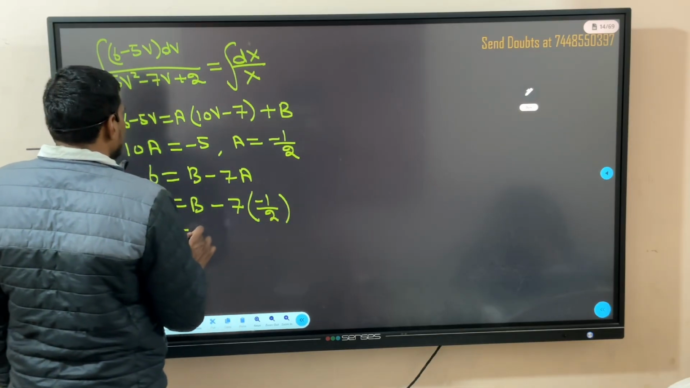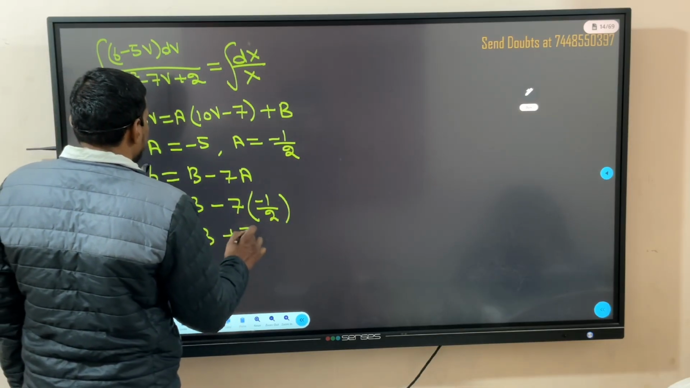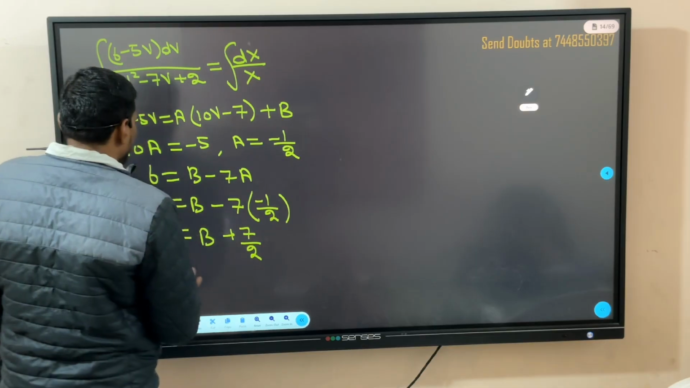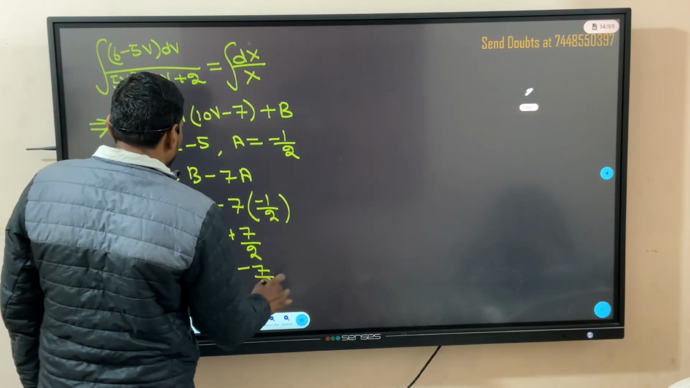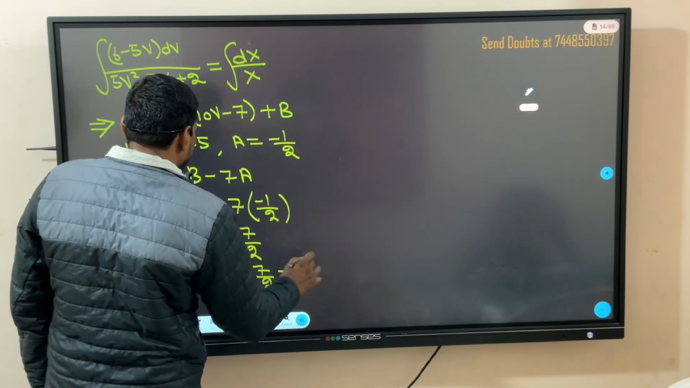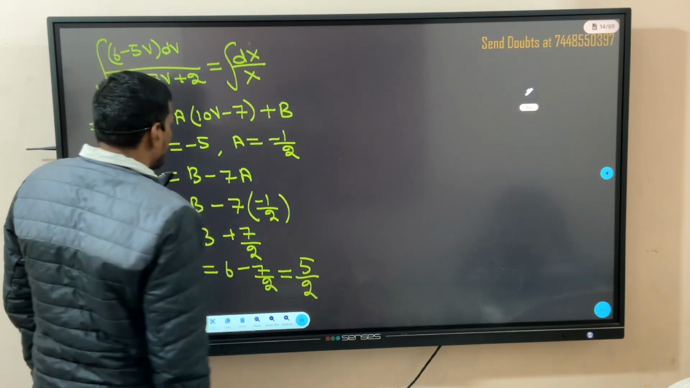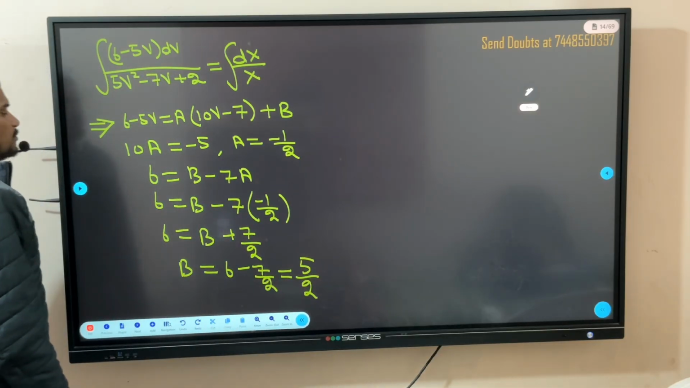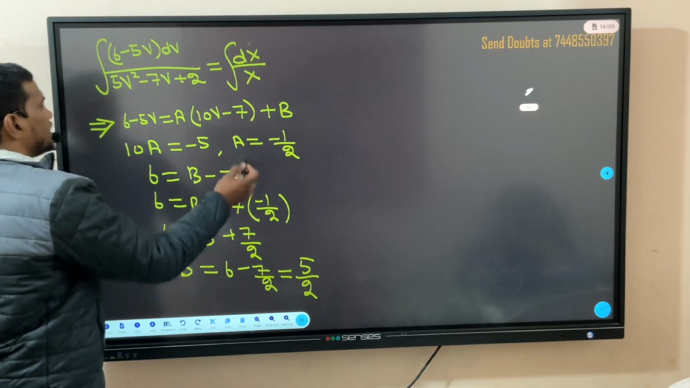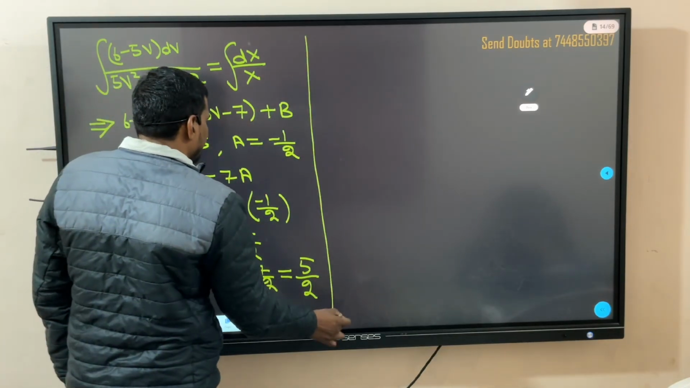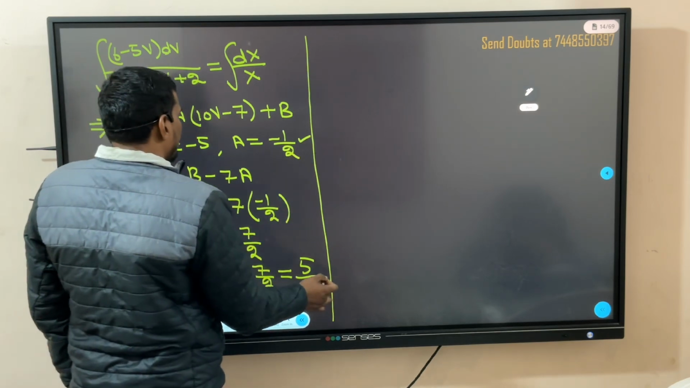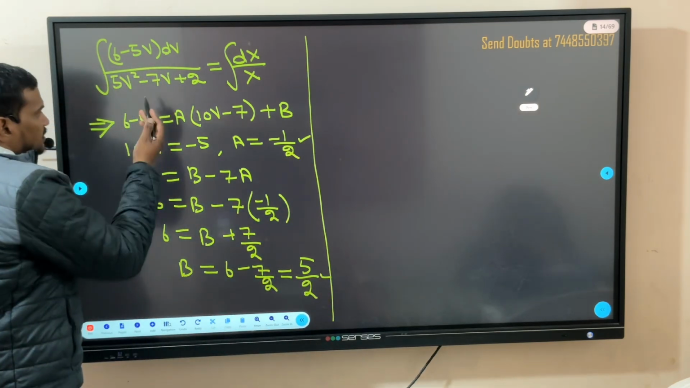So 6 is b minus 7 into a, and a is minus half. So we got 6 equal to b plus 7 by 2. So b is 6 minus 7 by 2, 12 minus 7, that is 5 by 2. So b is 5 by 2, guys. a is minus half, b is 5 by 2. Alright. We got a and we got b. Substitute it back here.